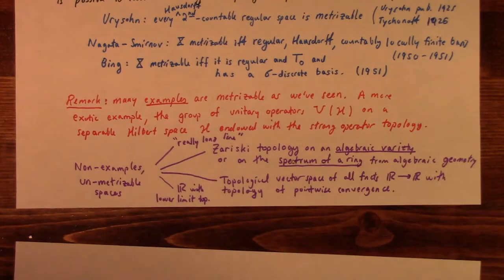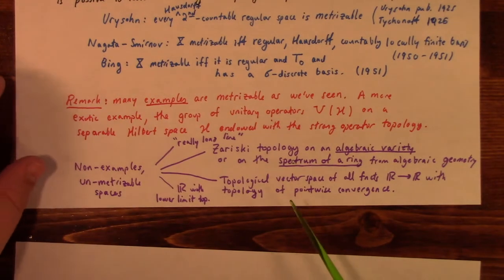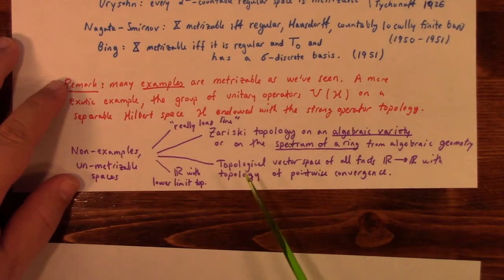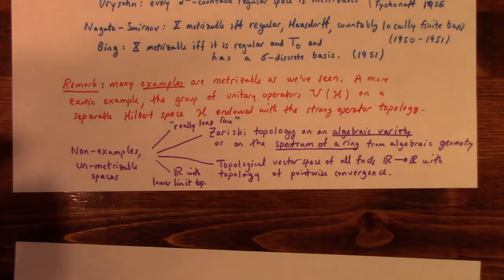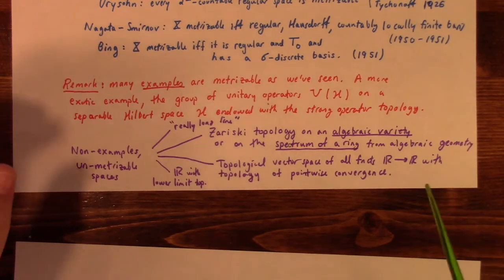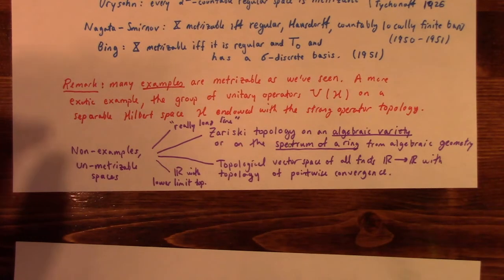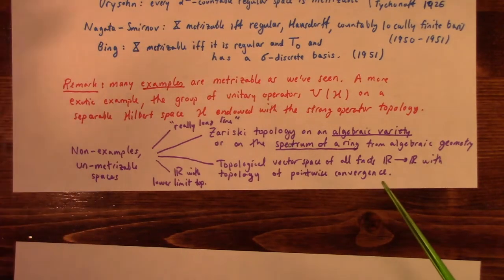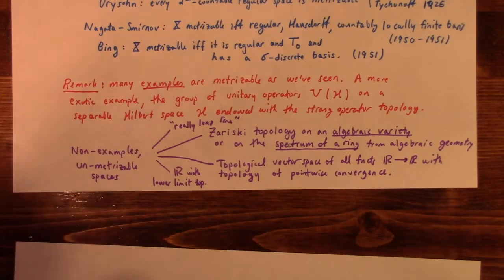All right, a topological vector space, this is a little bit less exotic, of all functions from R to R with the topology of pointwise convergence. So pointwise convergence of two functions means that the limit as x approaches the function of f of x is equal to g of x. All right, then that would mean that... I need to think about a sequence of functions, all right? But anyway, let me not get into the weeds here.